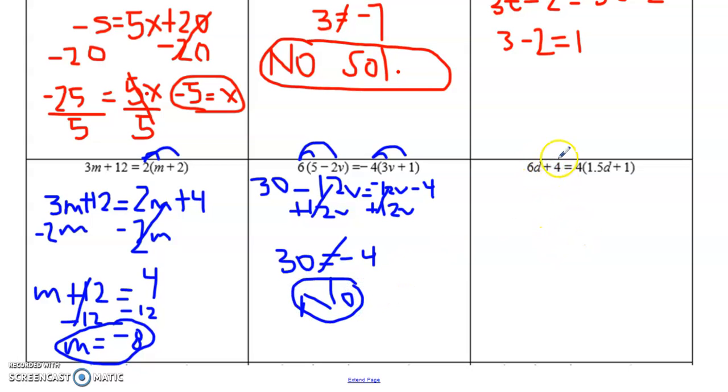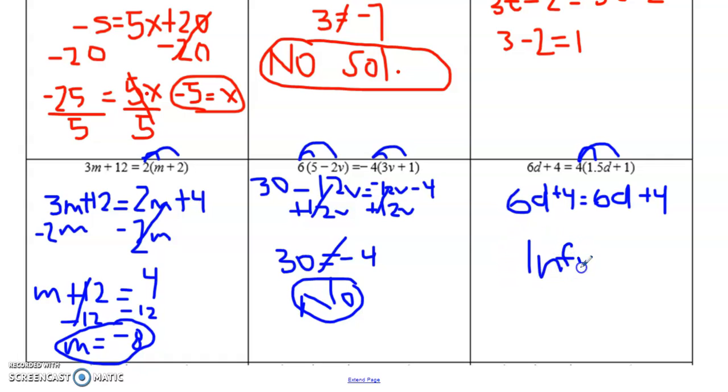Okay, 6d plus 4 equals 4 times 1.5d plus 1. So let's go ahead and get rid of our parentheses. So we'll just bring this side down, and then we'll go 4 times 1.5, which is 6d, and then 4 times 1 is 4. Now we've got the same thing on both sides, so that means infinitely many solutions.